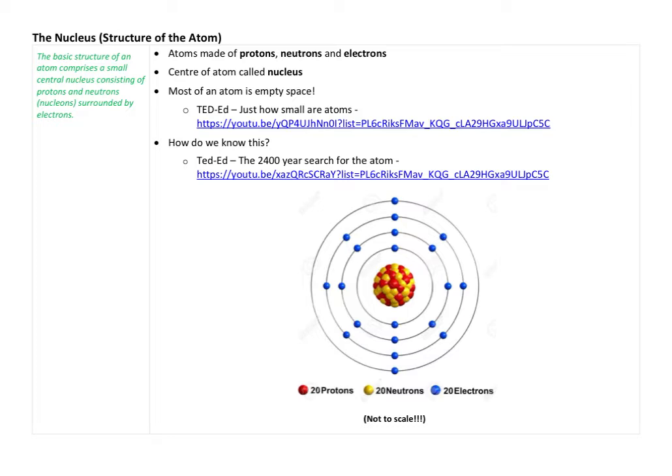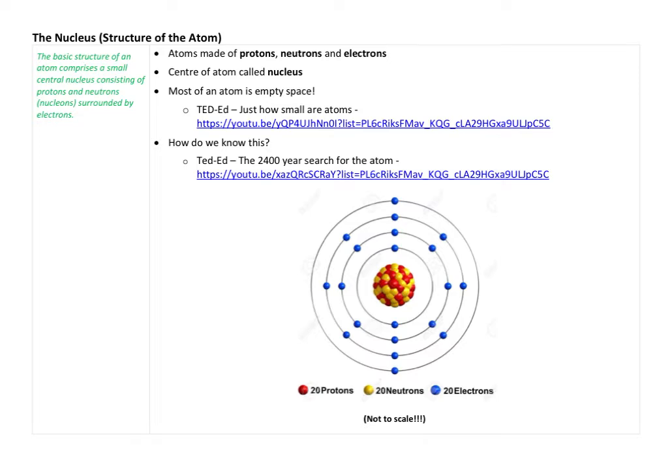For most of you at this point, this is fairly common knowledge: atoms are made of protons, neutrons and electrons, and we find protons and neutrons in the nucleus, which is the middle of the atom, surrounded by shells of electrons. However, note this diagram is not drawn to scale. Protons and neutrons are of a similar size. Electrons are much, much smaller. And the atom is mostly empty space.